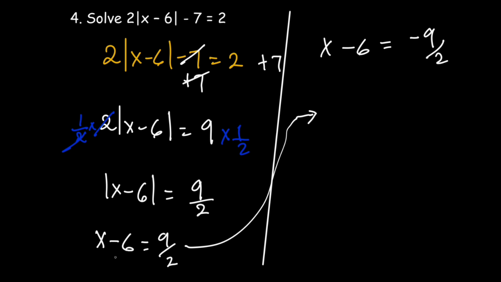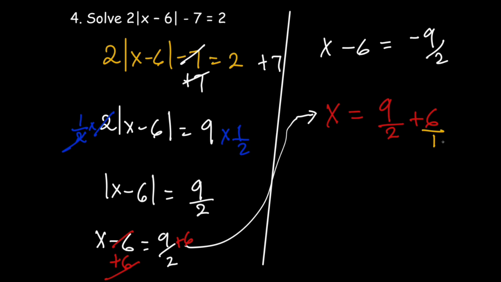Now over here I'm going to add 6 on both sides, so that this negative 6 and this positive 6 will go. Then we are left with x equal to 9 divided by 2 plus 6. Now let's add these two fractions. Of course this is also a fraction because we can write it as 6/1. We can only combine them when we have a common denominator.